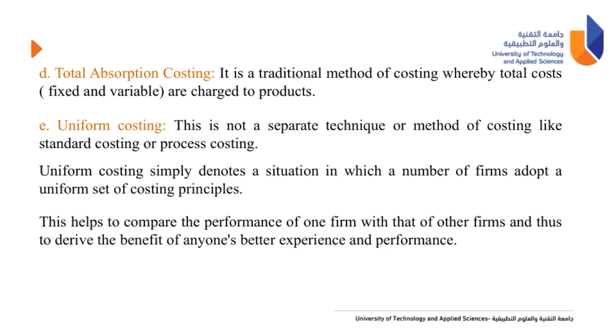And finally, let's touch on total absorption costing. This is a traditional method where we assign all costs, both fixed and variable, to the products. Essentially, it means that every cost incurred in production is absorbed into the cost of the product. This approach gives us a comprehensive view of the total cost involved in manufacturing, which is crucial for pricing and profitability analysis. Together, these concepts, performance comparison, uniform costing, and total absorption costing, are fundamental to understanding how firms manage and analyze their costs effectively within the overall framework of cost accounting.